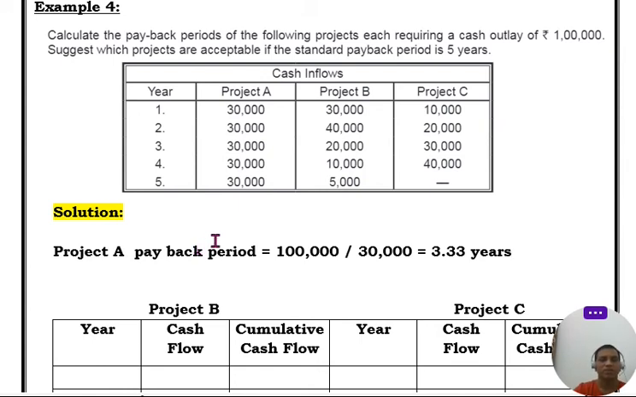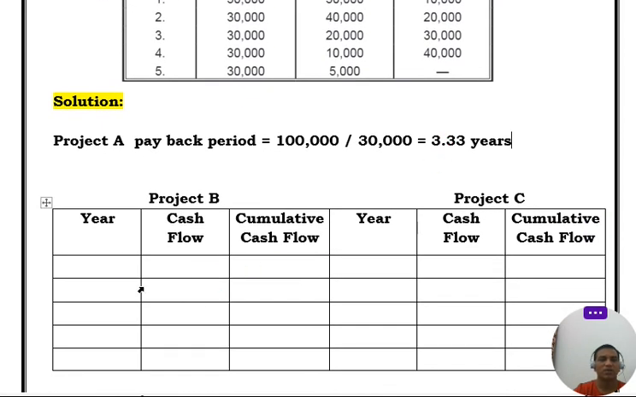But coming to project B, they are non-uniform. You have to apply the interpolation formula. If you want to apply the interpolation formula, then you have to prepare a table having the cumulative cash flow column. Project C is also non-uniform, so you have to calculate the cumulative cash flow column for project C also. So I made a table here. How many years is it? 1, 2, 3, 4 and 5.